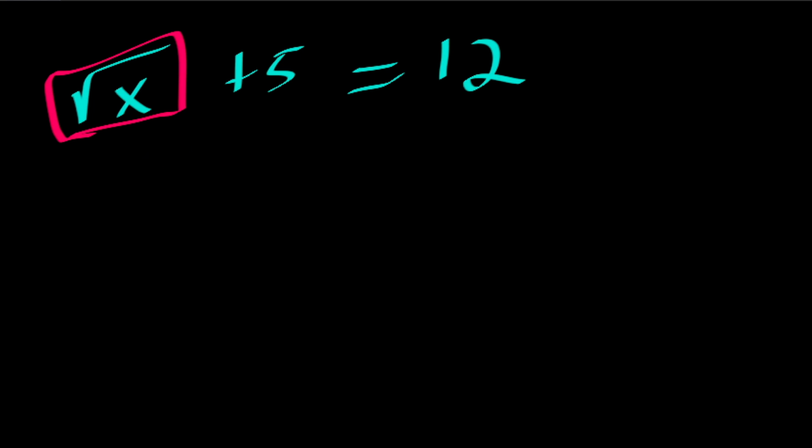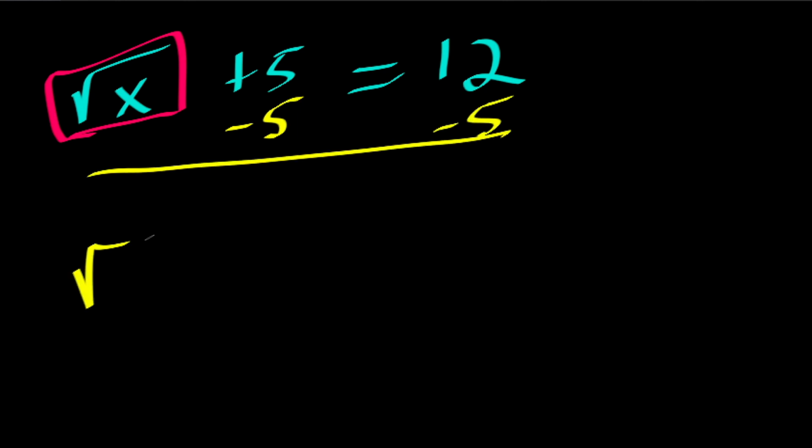First of all, the left side of this equation is where the radical is. The radical has plus 5 on the same side as the square root of x. So if you remember, how do we get rid of plus 5? Well, that would be minus 5. And what we do to one side, we do to the other. So now our square root is isolated. The square root of x is by itself, equal to 7.